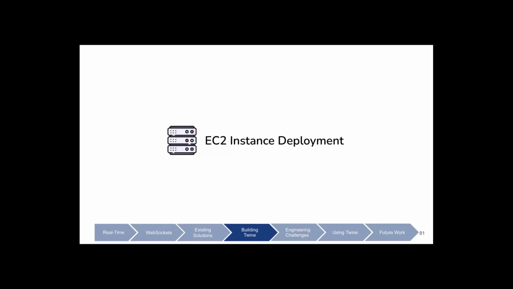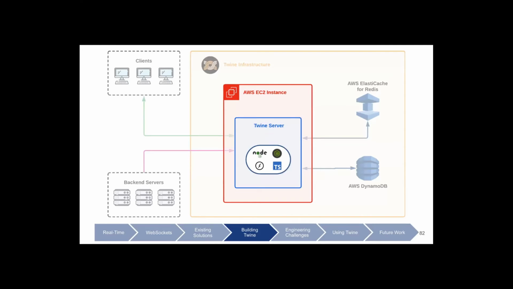Since we were working within the AWS ecosystem, our first step in scaling Twine was to deploy our Twine server onto a single EC2 instance. The long-lived nature of WebSockets makes EC2 instances an ideal choice for hosting a Twine server, given their capacity to stay active for extended durations. This aligns well with the persistent nature of WebSockets, which can theoretically remain open indefinitely.